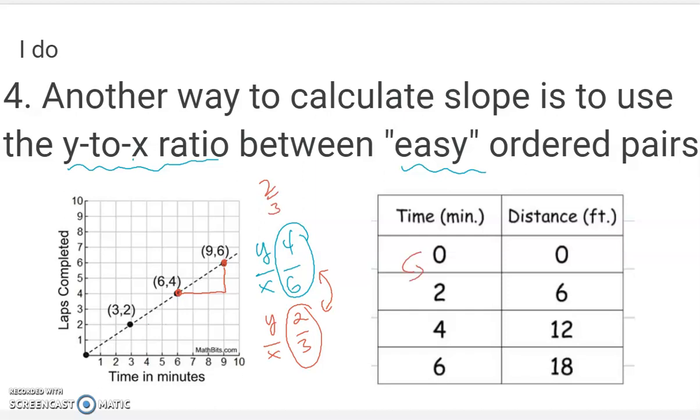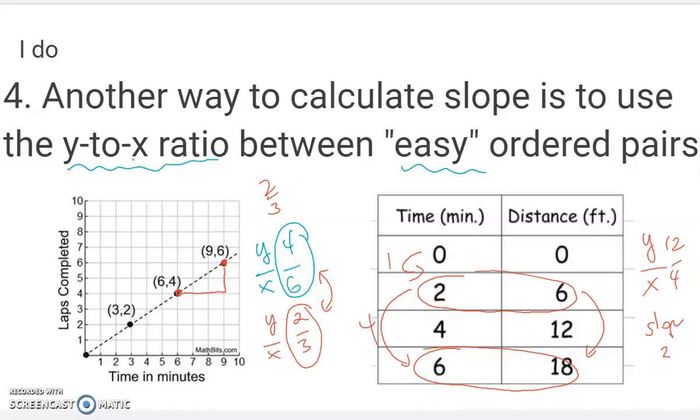You'll notice I don't want to do my x increases by 1 strategy because x doesn't increase by 1, it increases by 2. So I'm just going to pick 2 easy ordered pairs. How much does y change versus how much does x change? So here the y changes from 6 to 18, that's a change of 12. This changes from 2 to 6, that's a change of 4. So this graph, if I made the line, would have a slope of 12 divided by 4 is 3.